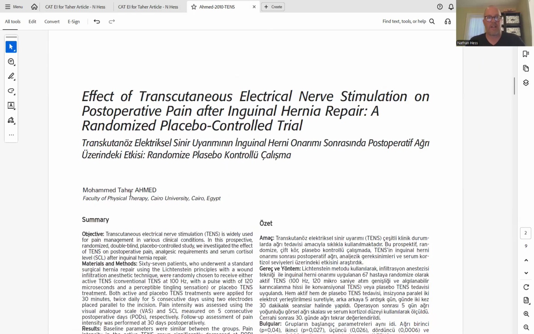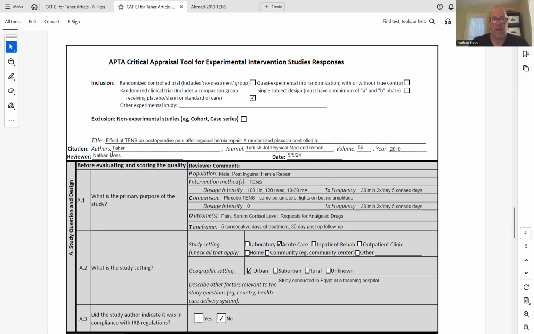This is by Mohammed Taher Ahmed. And we're looking at the effect of transcutaneous electrical nerve stimulation, TENS, on postoperative pain and inguinal hernia repair. So we're starting with the title. We literally put that there. Who's the authors? Where's the journal? Volume, year, who reviewed it? When did you review this?